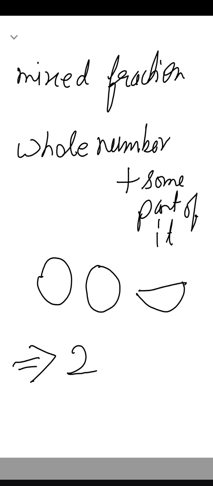2 rotis can be written as the whole number 2. And all of you are aware that when I am writing half roti, we write it like this. 2 rotis and half roti. How do we say it? We say it 2 whole 1 upon 2. So this is how we can write a mixed form of fraction.